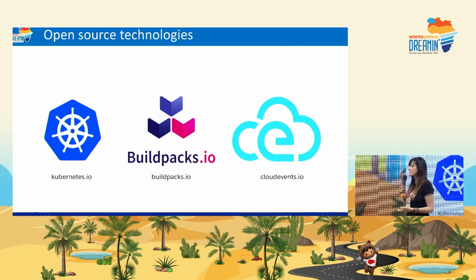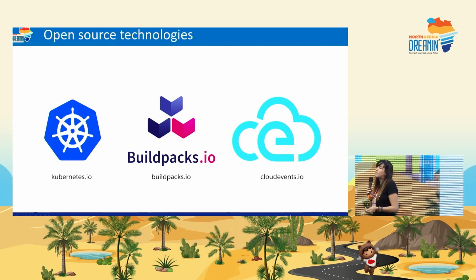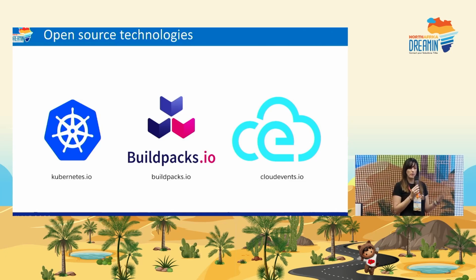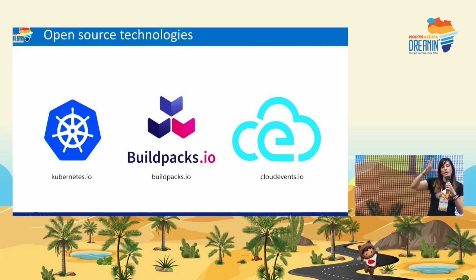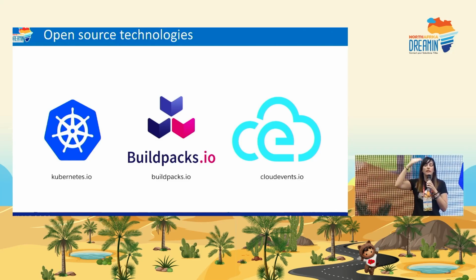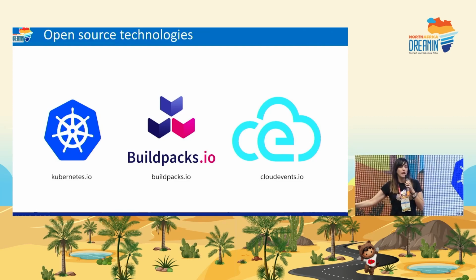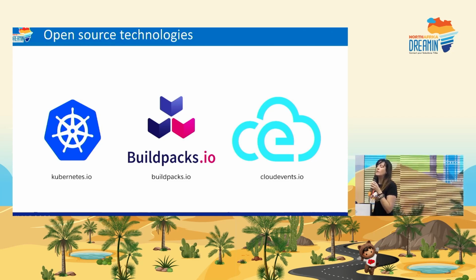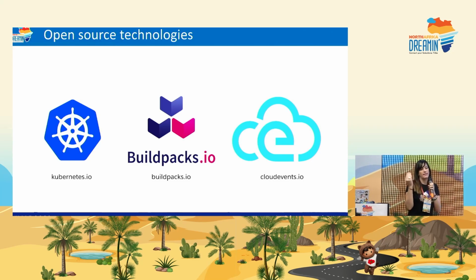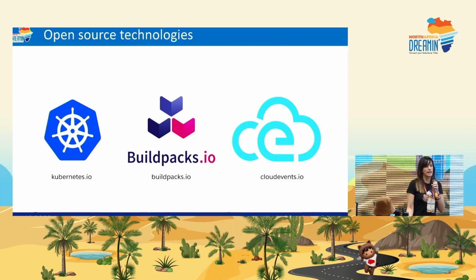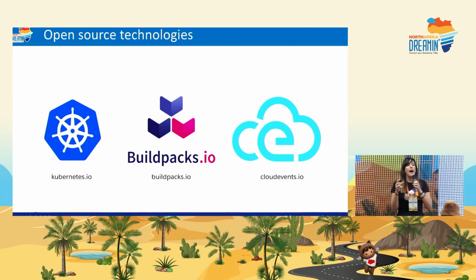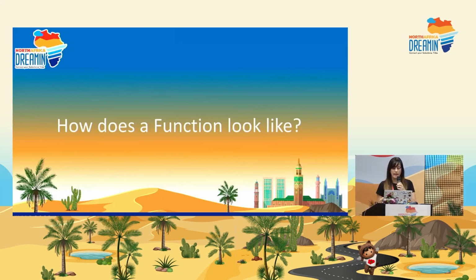Okay. Then we have Buildpacks. Buildpacks is another open source technology that allows you to convert your application code, written in any language, in our case Java or JavaScript, to an image that you can run on Kubernetes. And finally, we are also using cloudevents.io. This is not a technology, it's more a specification, a standard that defines how events should be described, so that different interfaces or systems are able to use those events. So this is basically the infrastructure that we use.